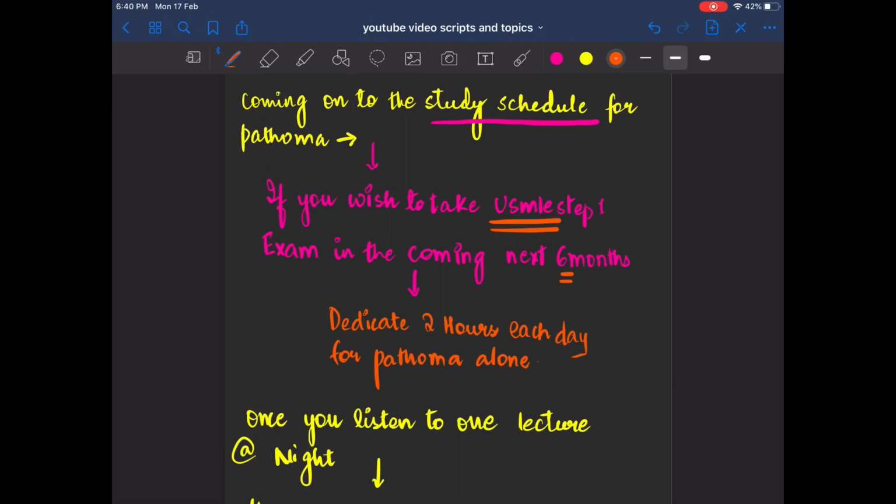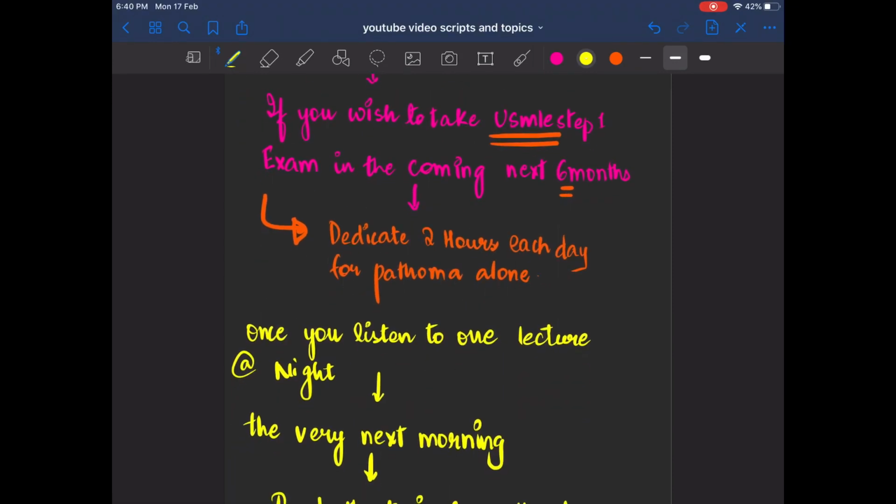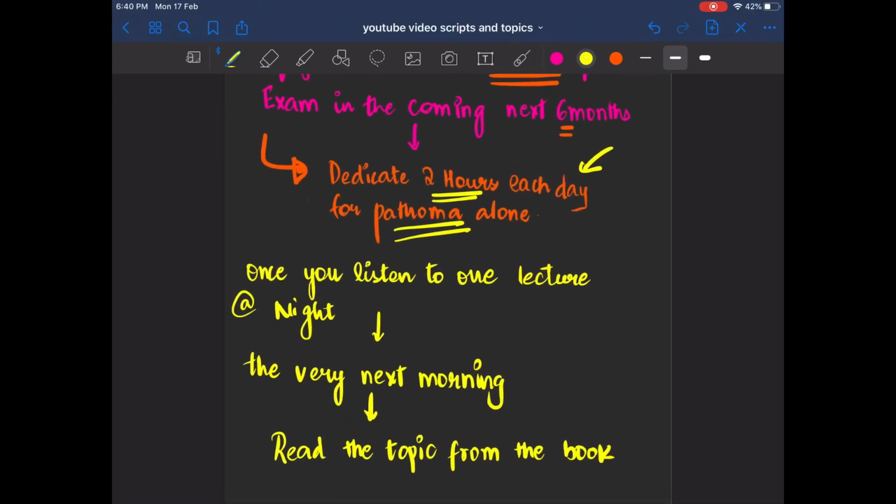So I've prepared a study schedule for you, and trust me, if you follow this study schedule, you're going to score really high and you'll be satisfied at the end of your journey. Now what you want to do is dedicate 2 hours each day for Pathoma alone. You have to set aside 2 hours a day for Pathoma.